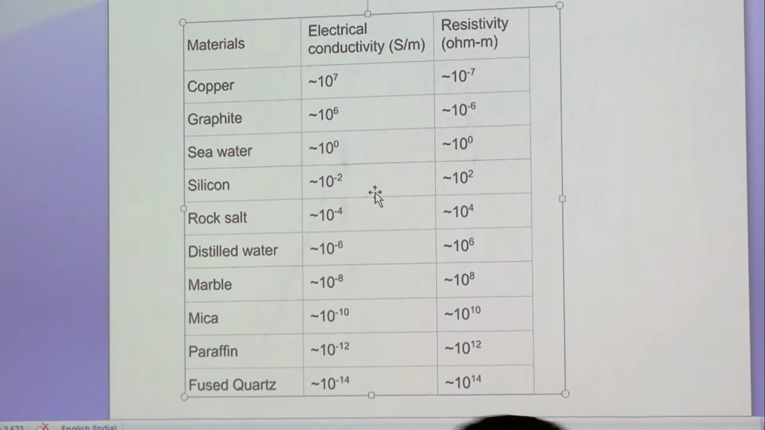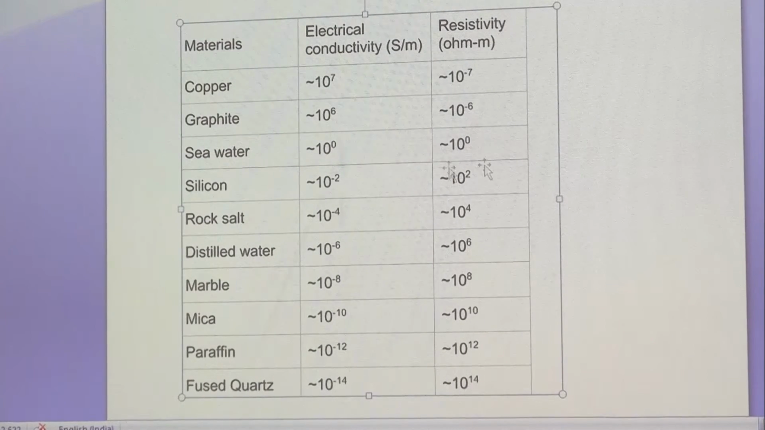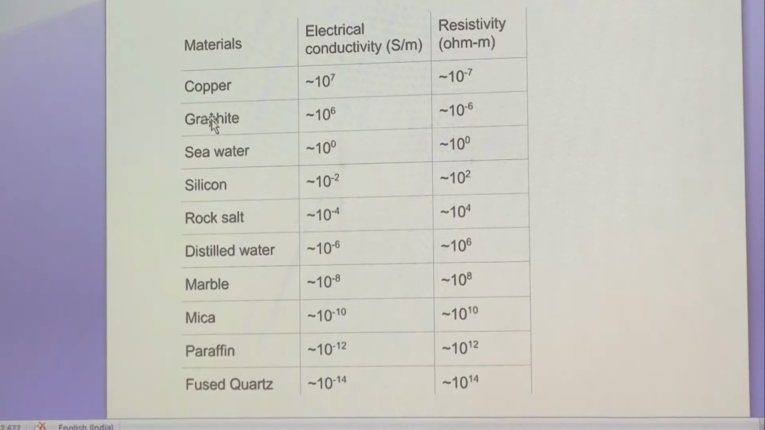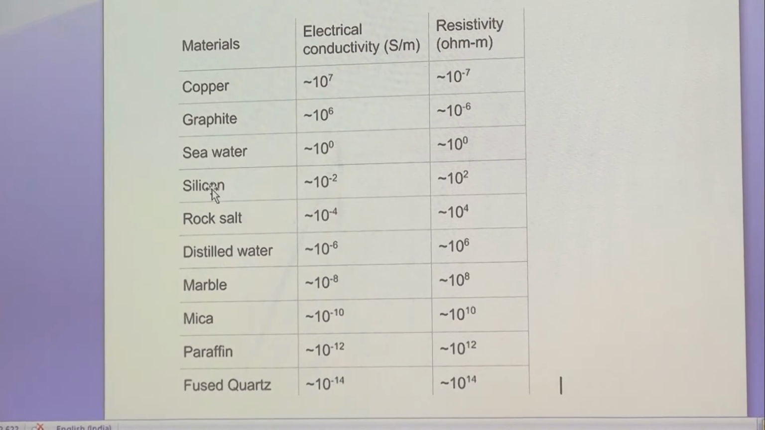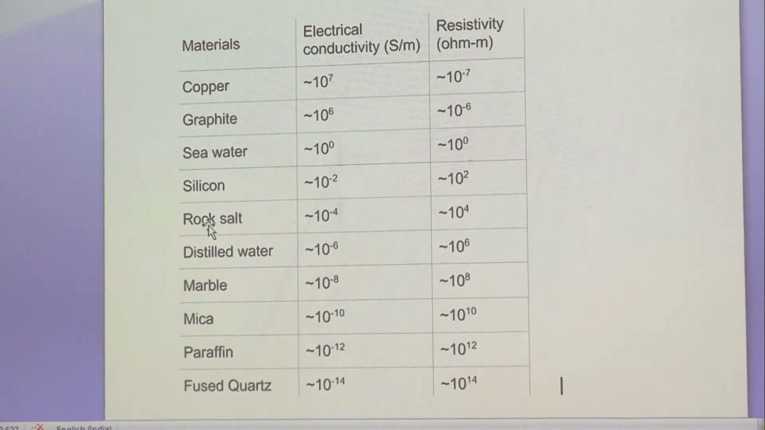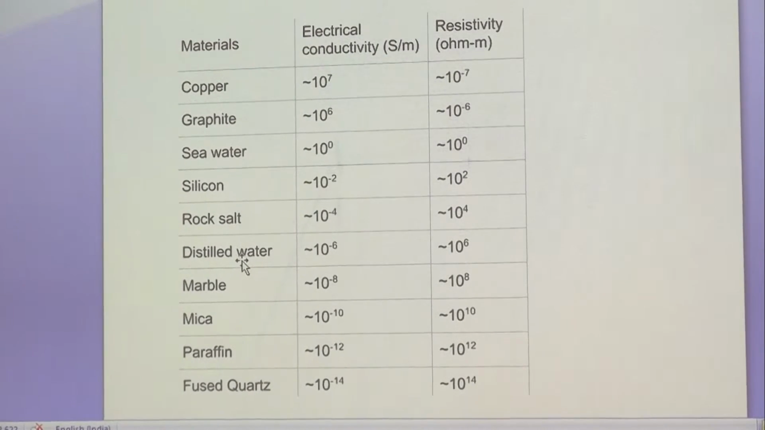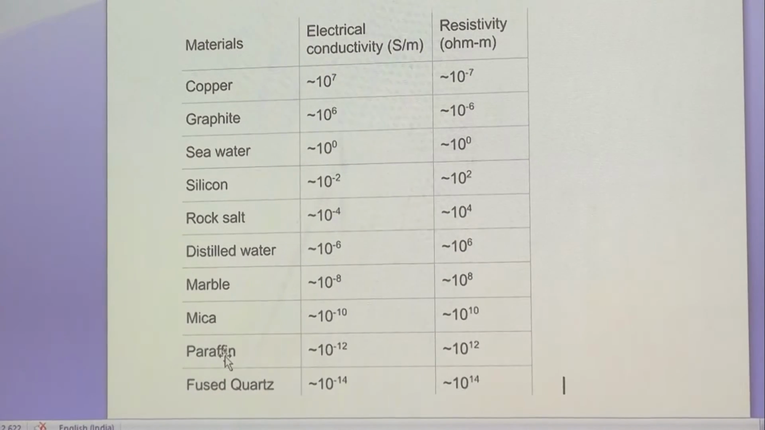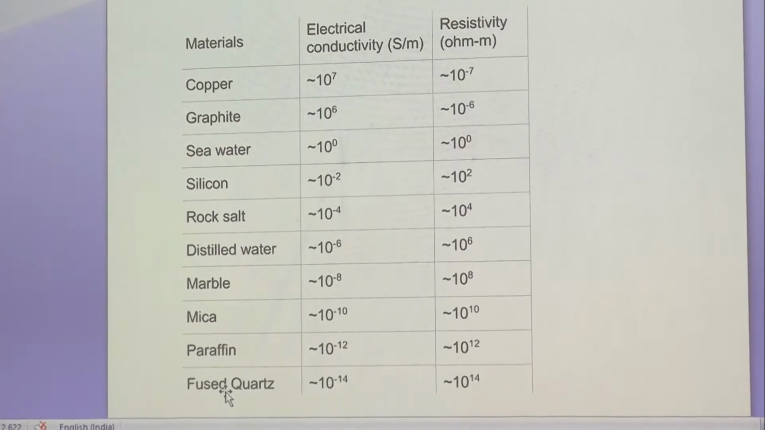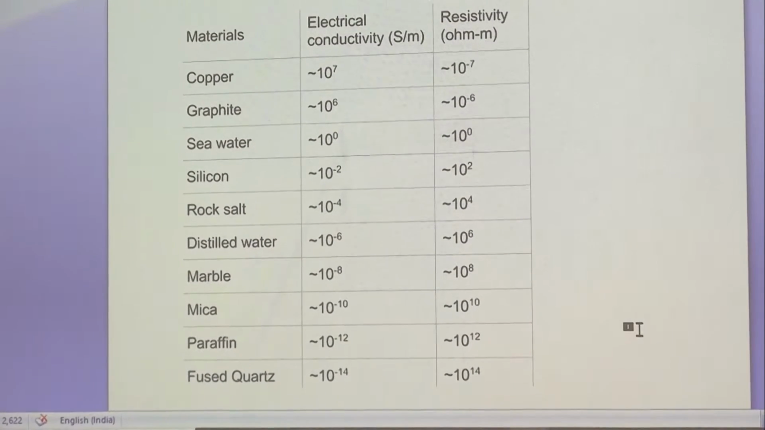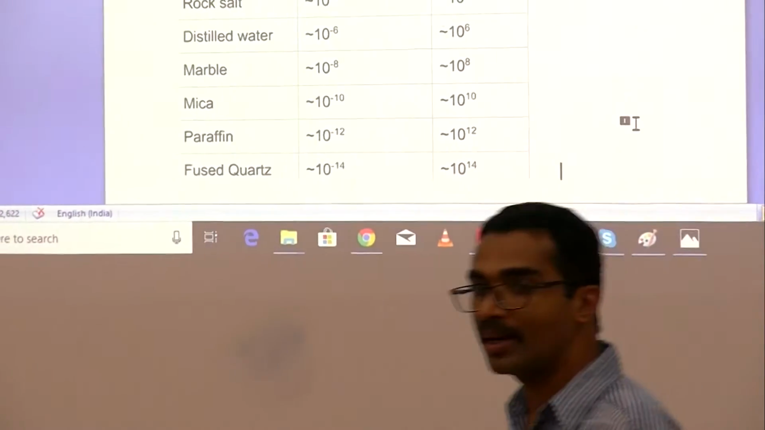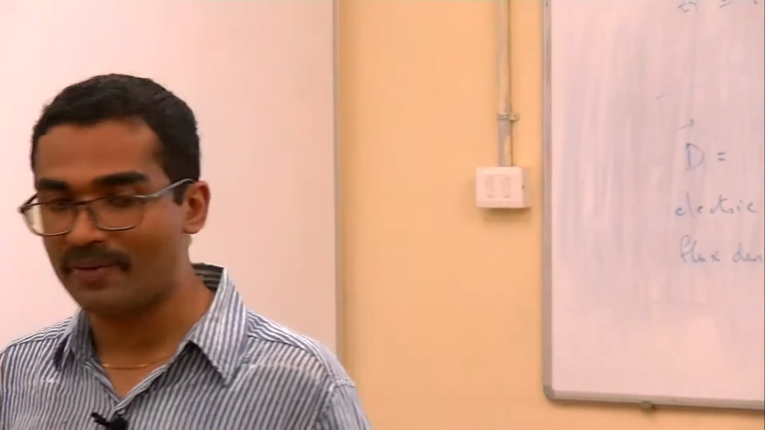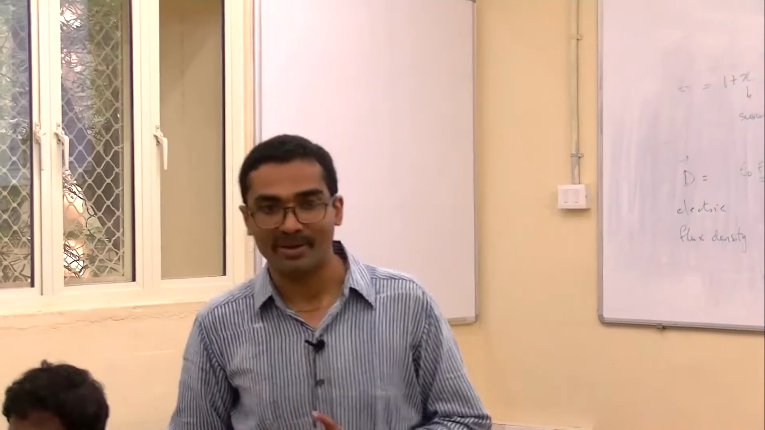That's my question. So for example, copper, you know, is a metal and hence it's a conductor. Graphite is a conductor. Seawater is a conductor. Silicon is a semiconductor. Rock salt is an insulator. Distilled water is an insulator. Marble is an insulator. Mica is an insulator. Paraffin is an insulator. Fused quartz is an insulator. So do the numbers given here correspond to reasonable expectations based on the table we have given you, or is there some number that is wrong? That's my question.